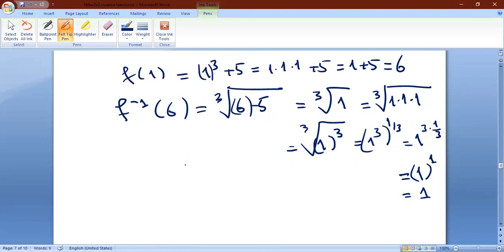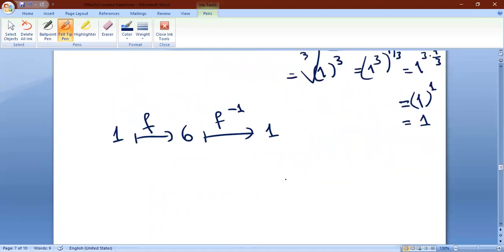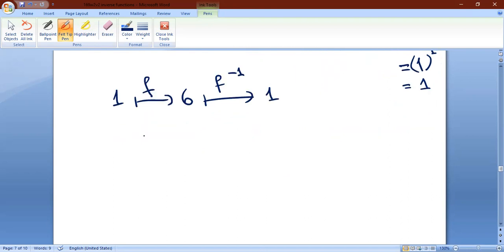So 1 went to 6 by the function, and then as you see, f inverse took 6 back to 1. So as you see, it really does the inverse of what f does. This is how we find the inverses of functions. There are other inverse functions which I'm going to talk about in the next video, but here is another example.